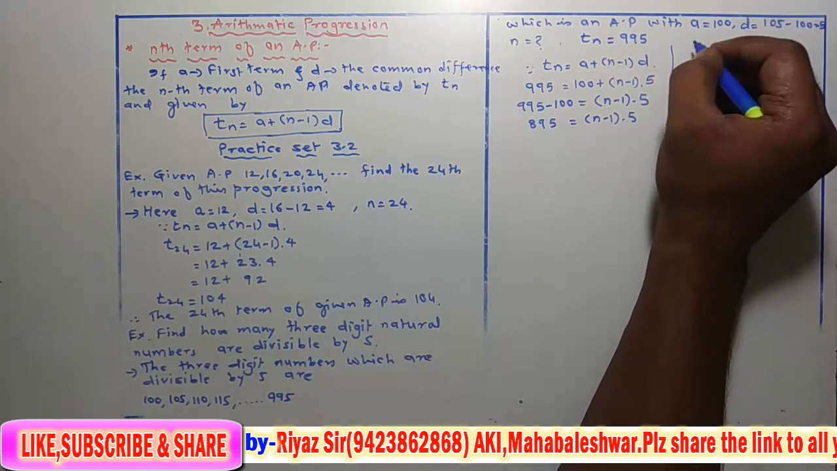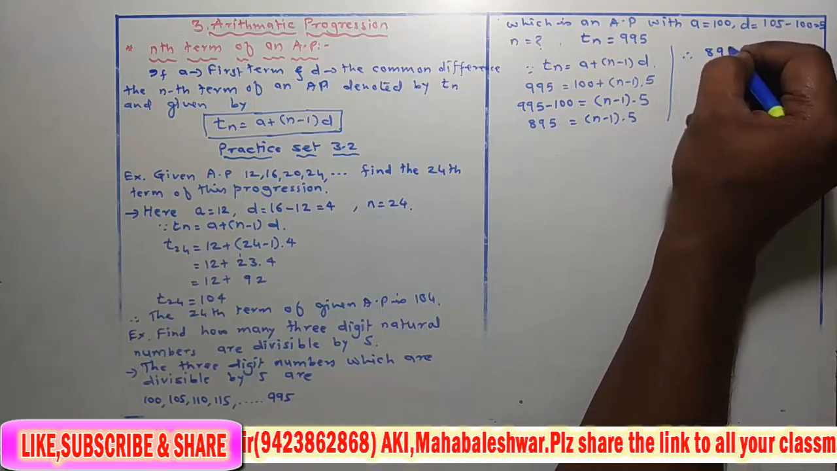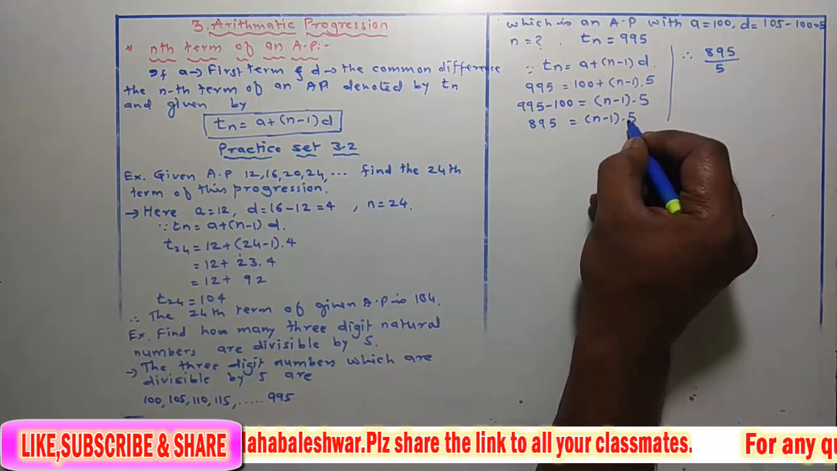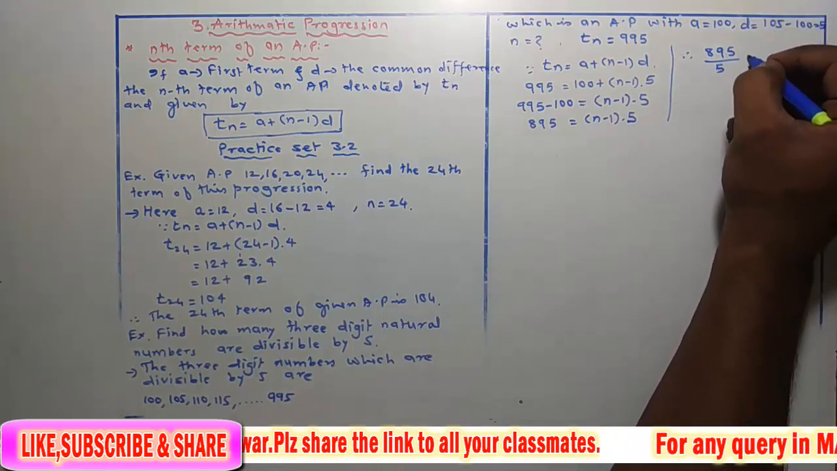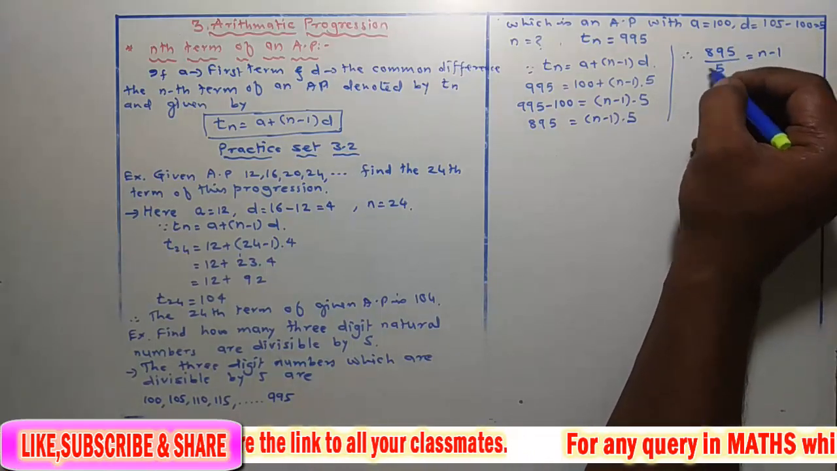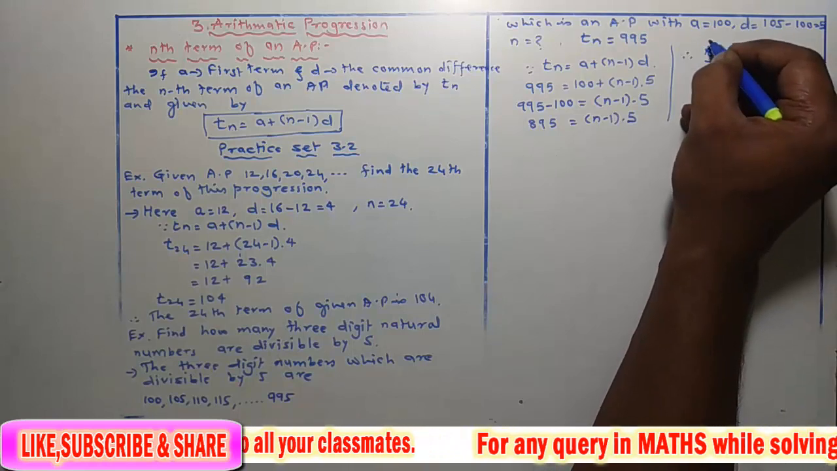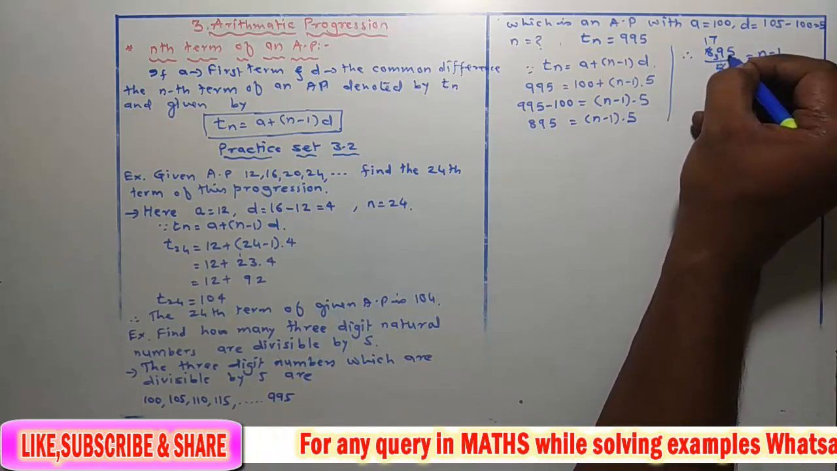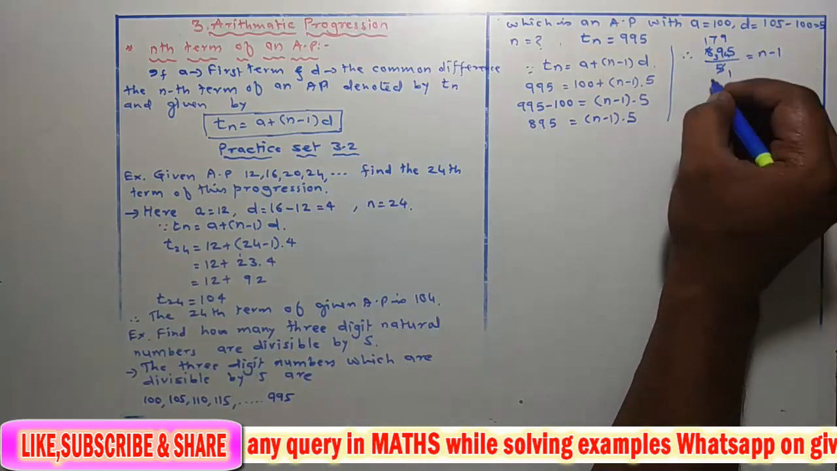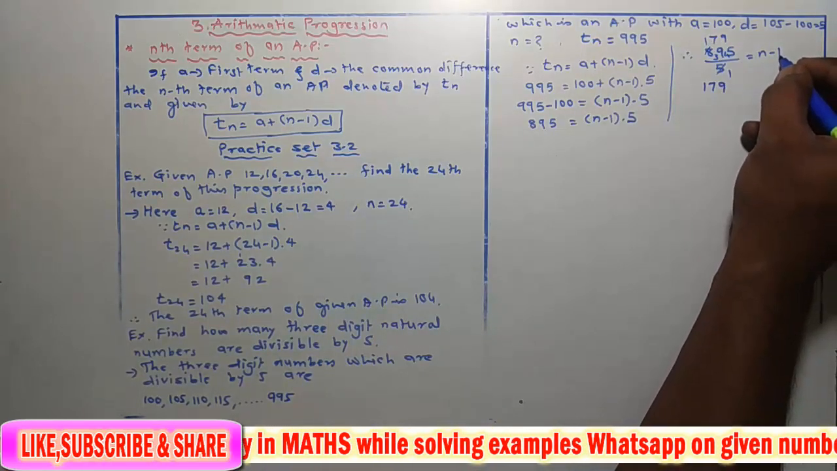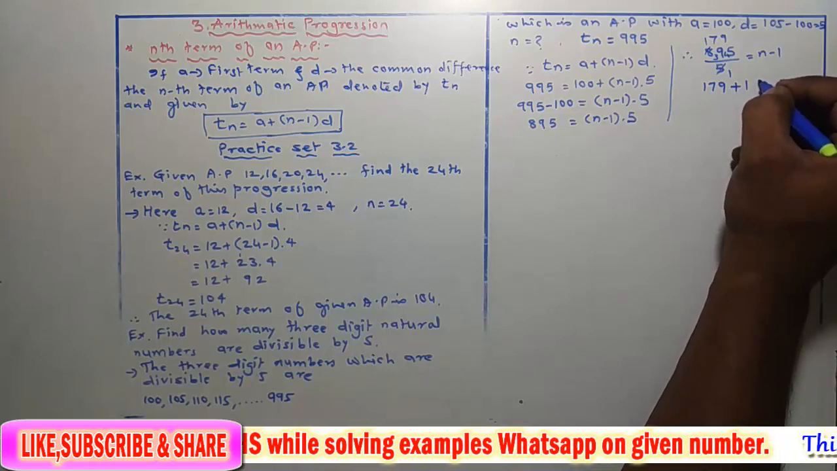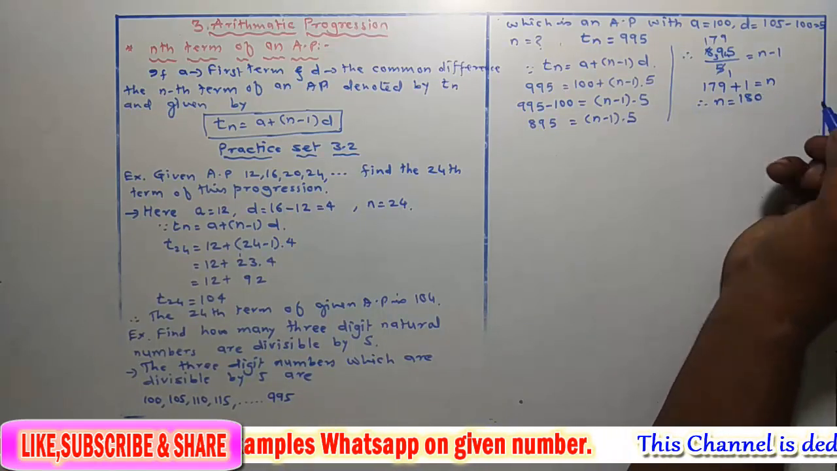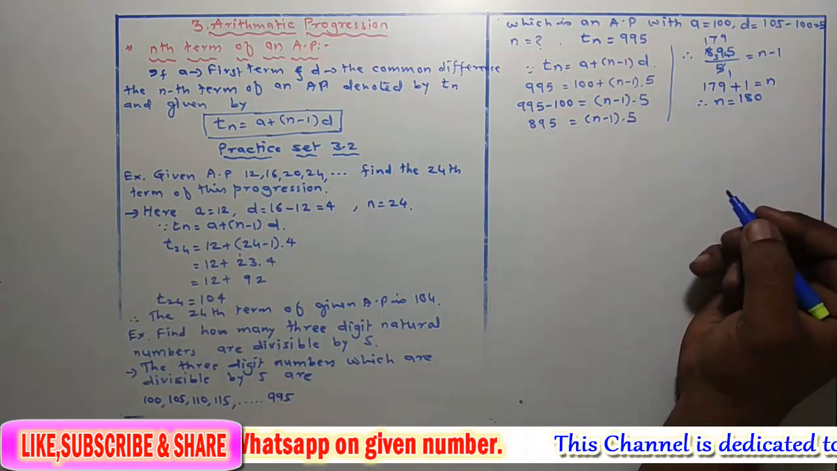And therefore 895 upon 5, this 5 is in multiplication, on left hand side it comes in the denominator, is equal to N minus 1. Just simplify this. 5 1s are 5, 5 1s are 5, 3 left, 5 7s are 35, 4 left, 5 9s are 45. So 179, this minus 1 becomes plus 1 on left hand side, is equal to N, and therefore N is equal to 180. So how many numbers are there?